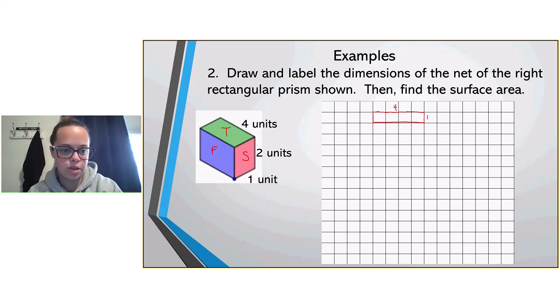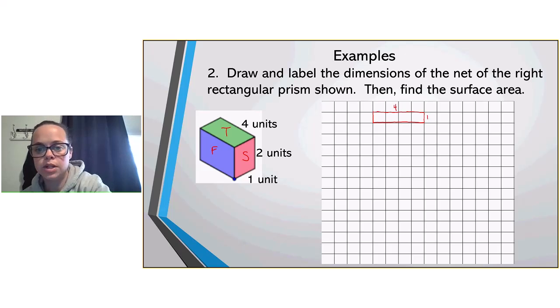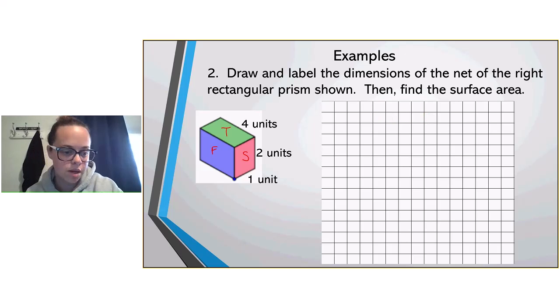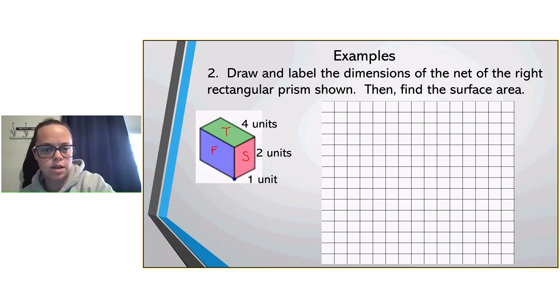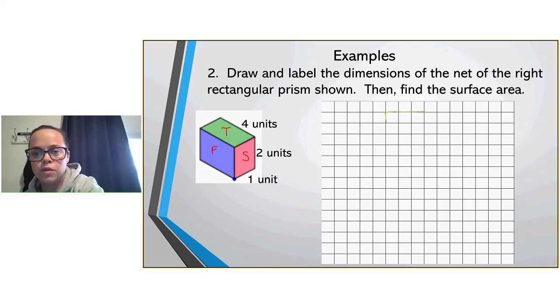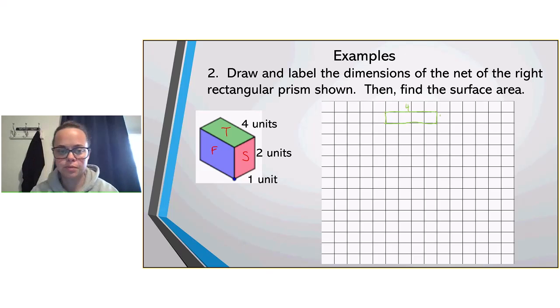So that's the green. Maybe I should do that in green. I wonder if this one might be helpful today. If I at least do this first one, I'm going to color code it a little bit. So green. I think I moved it over to the right one, but that's okay. It's a 4 by 1. So that takes care of the top.